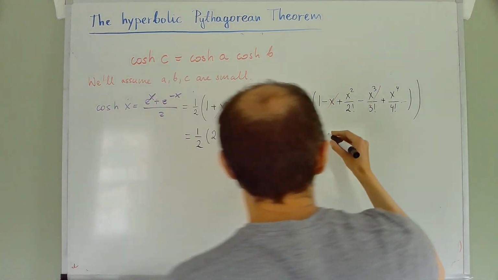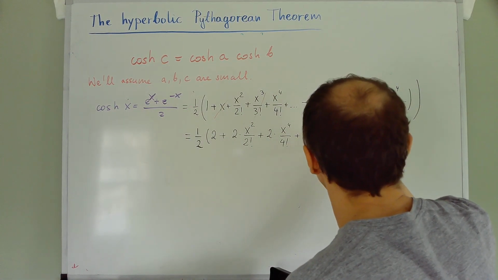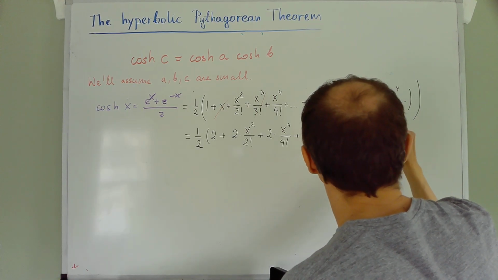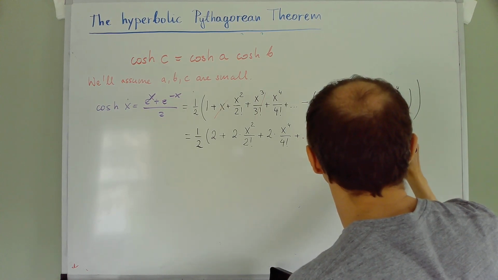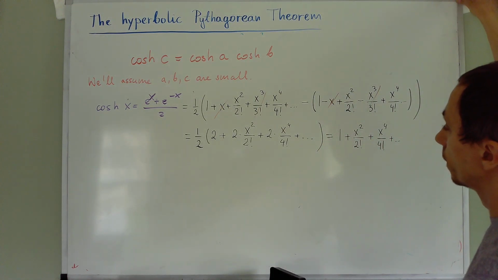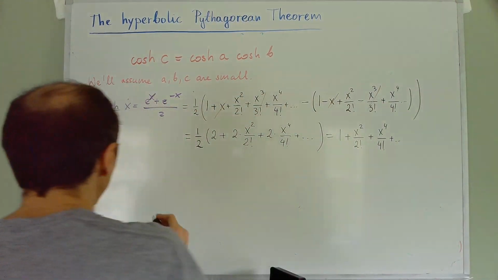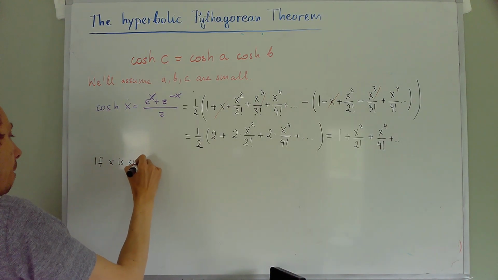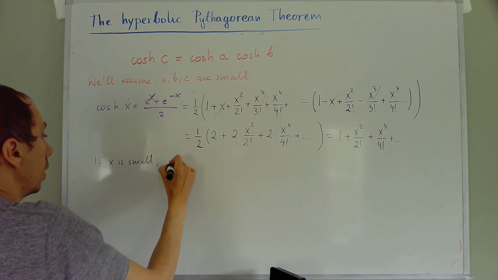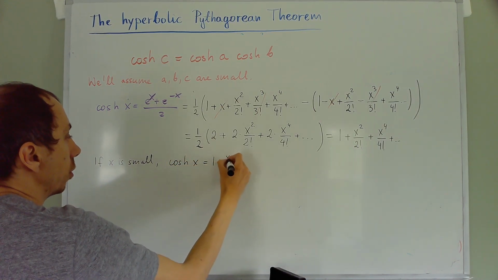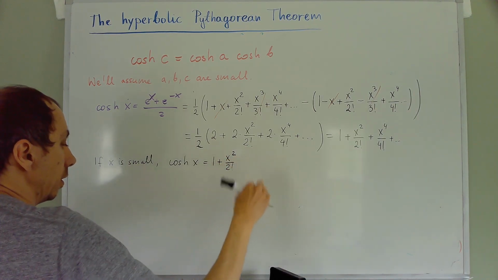Okay, so that means that they cancel with the 1/2, and we get 1 plus x squared over 2 factorial plus x to the 4 over 4 factorial, and so on. The point is, if x is small, already taking the first 2 terms is a good approximation.